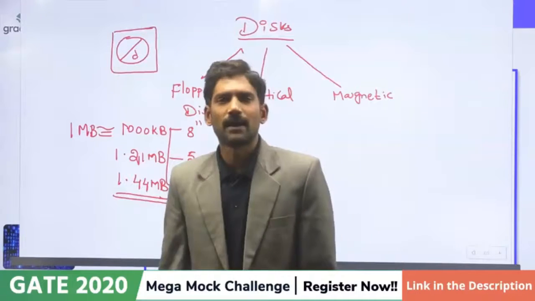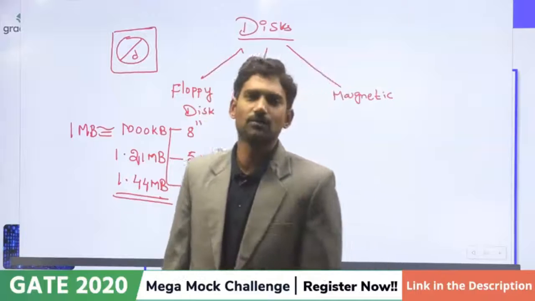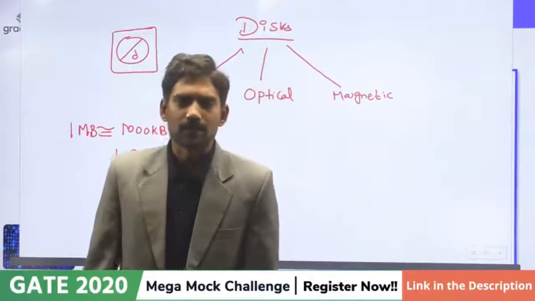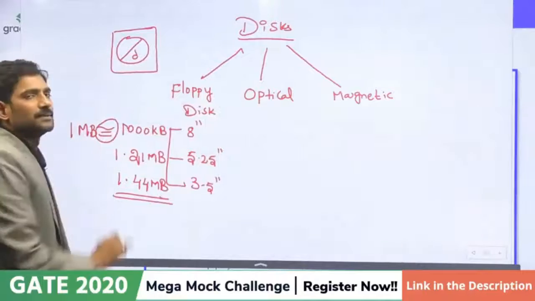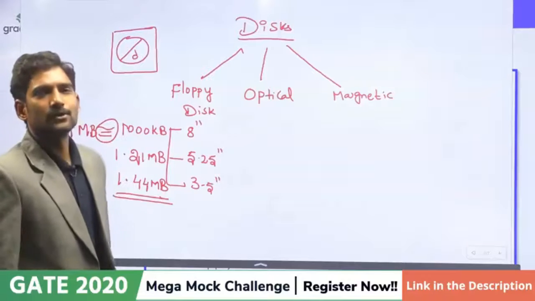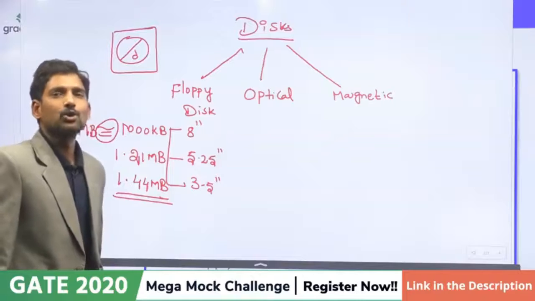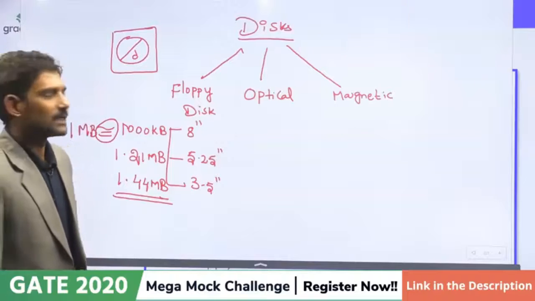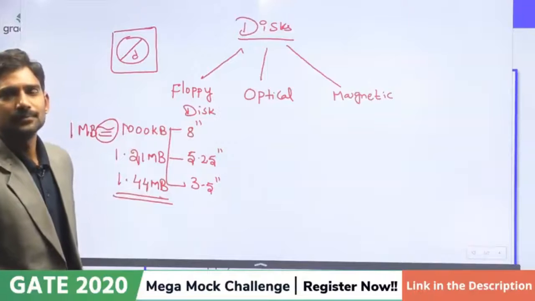Krish, 1 megabyte equals 1024 kilobytes. Yes, no doubt, it is. That's why I have written approximately. I know, Krish, it's not exactly equal. So approximately, to remember easily, you can say an 8-inch floppy size is 1 MB.